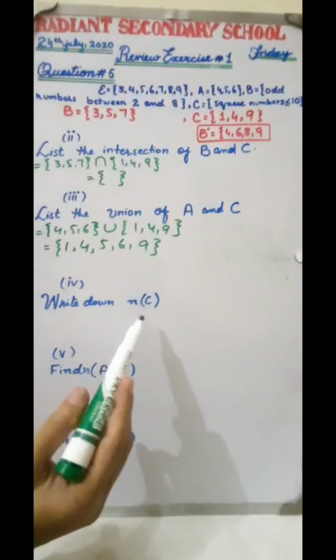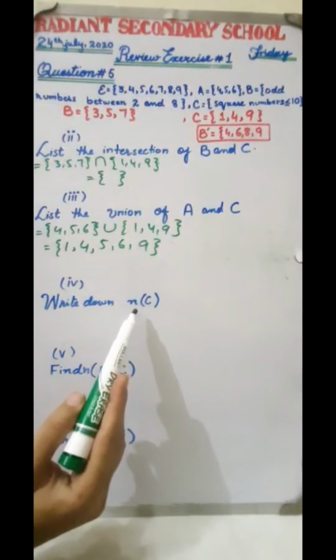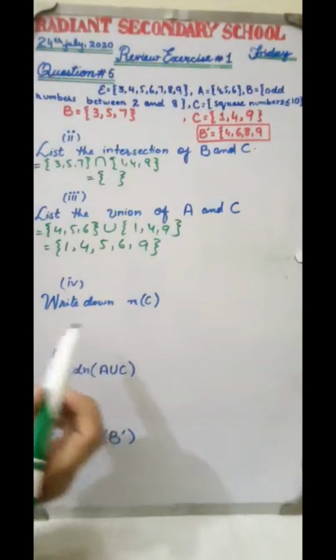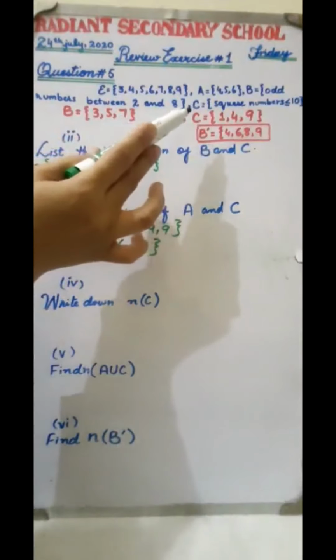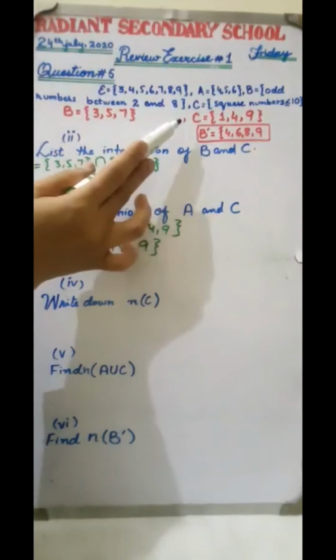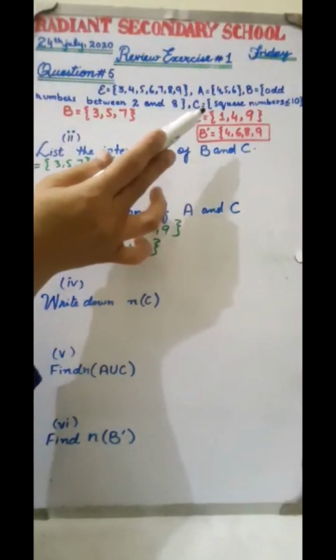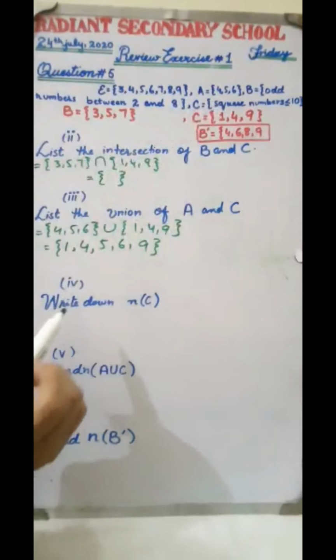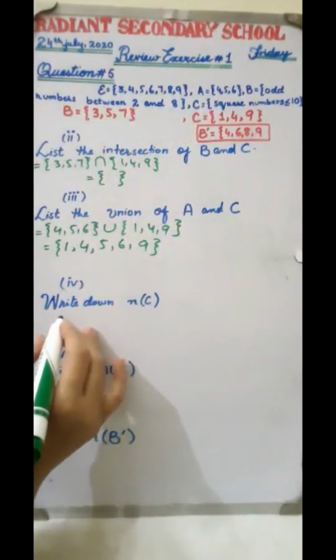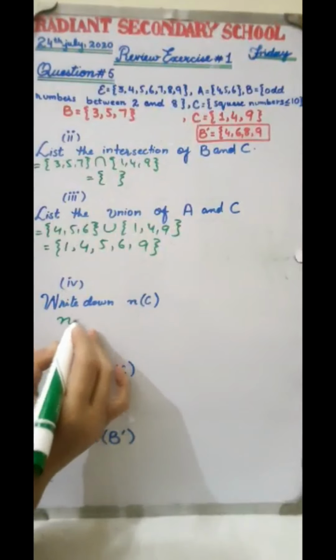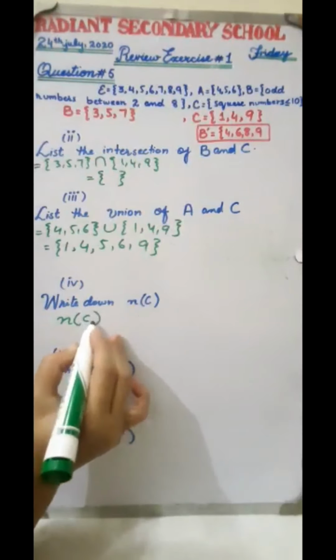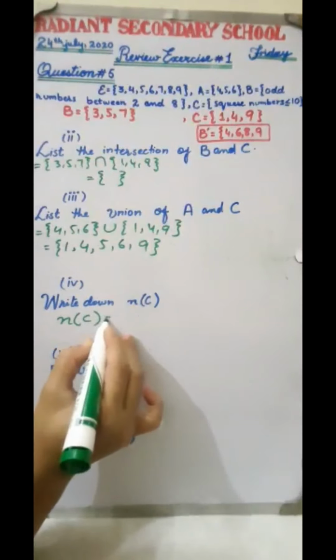Write down N of C. N of C means number of elements in set C. Okay, look at this one. How many elements are in set C? 1, 2, 3. Three elements are present in set C. So you can write like this: number of elements in set C are 3.